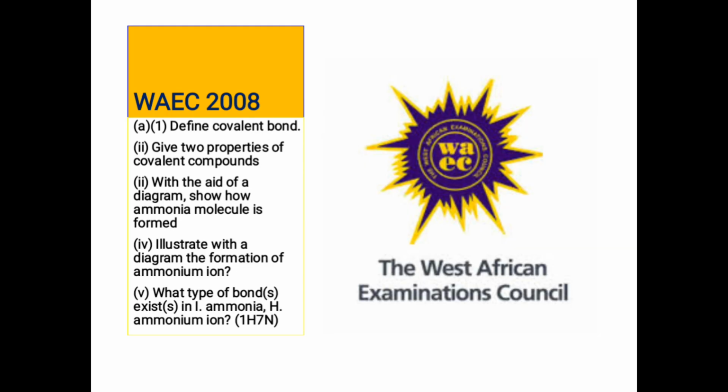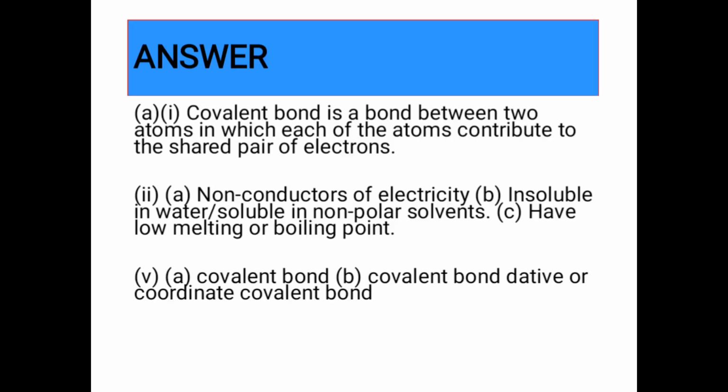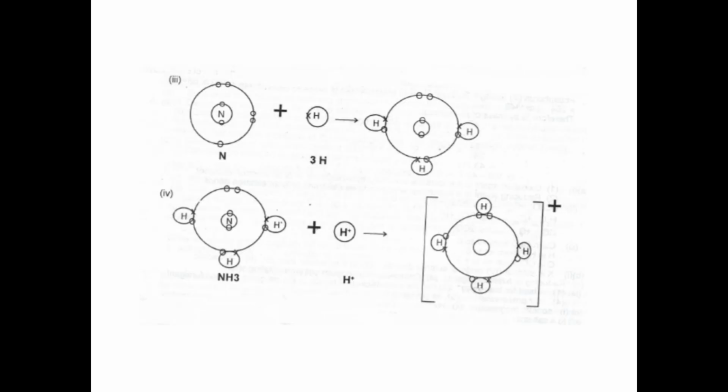And then number 5, you are expecting what type of bond exists in ammonia. It is a covalent bond. Then in the ammonium ion, it is a dative bond or coordinate covalent bond. We are going to talk about that one soon. Then the other questions, number 3 and 4, require that you show how ammonia is formed. This is how ammonia is formed in the diagram. You can look at how ammonia is formed here.